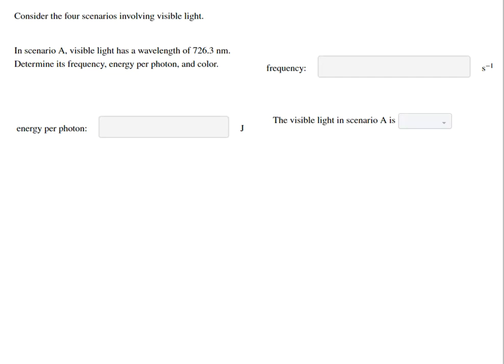So in this video, I'll explain how to complete problem 6 from the chapter 3 homework. This problem says to consider the 4 scenarios involving visible light. I'm only going to demonstrate one. You can use this video to help guide you through the other 3. I don't want to just give away the answers.